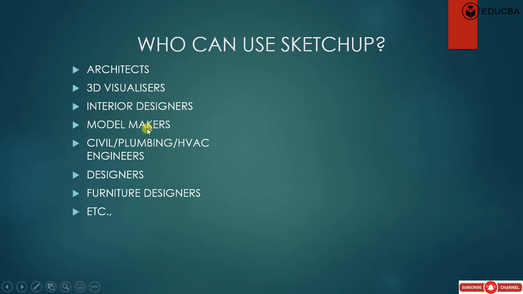Model makers, as the name suggests, their work is making models. Understanding others' designs is one of the best things you can do by making them into a 3D model, and this is what your career is going to be. Now, civil engineers, plumbing engineers, and HVAC engineers can also use this software to convert their piping drawings, civil reinforcement drawings, columns, and HVAC ducting drawings into a 3D model. Making the complete drawing into 3D will help you understand how it is going to look in the structure, whether it is going well or not.